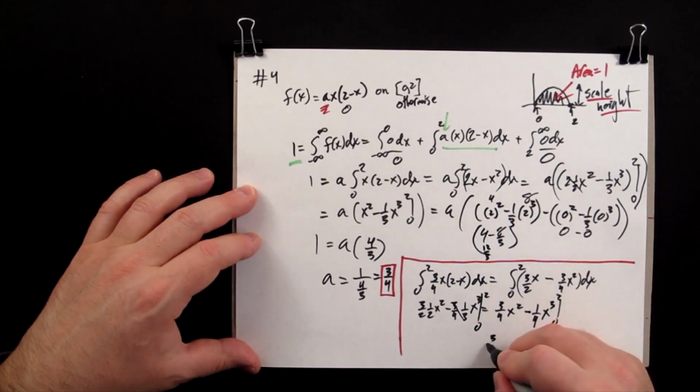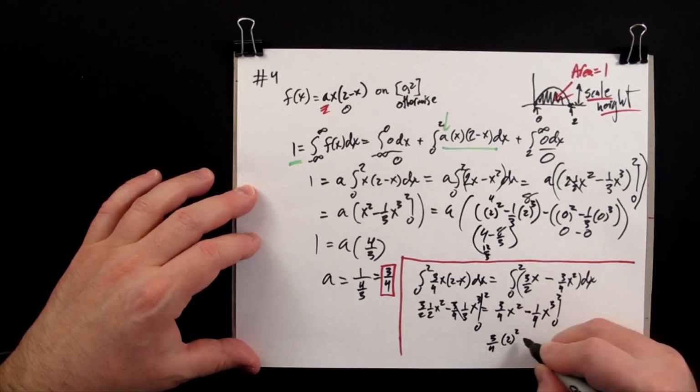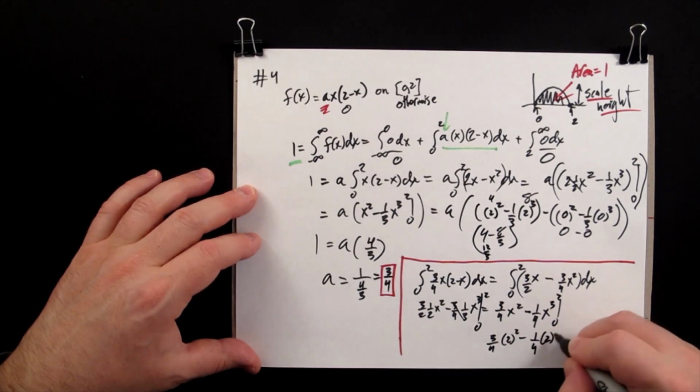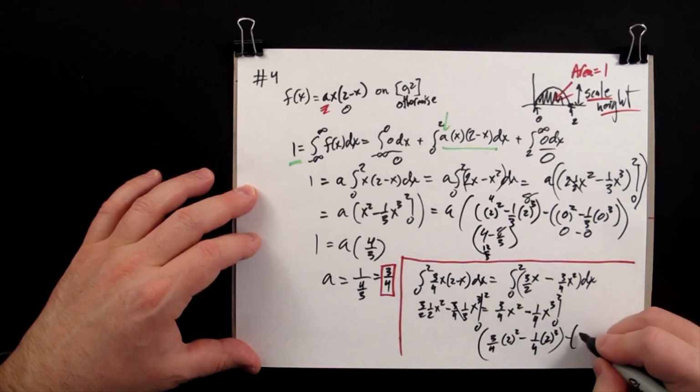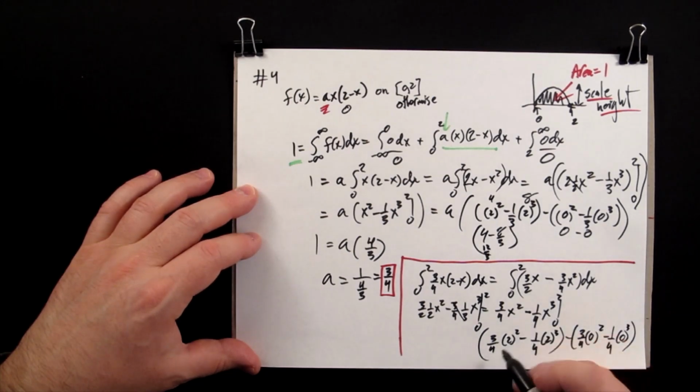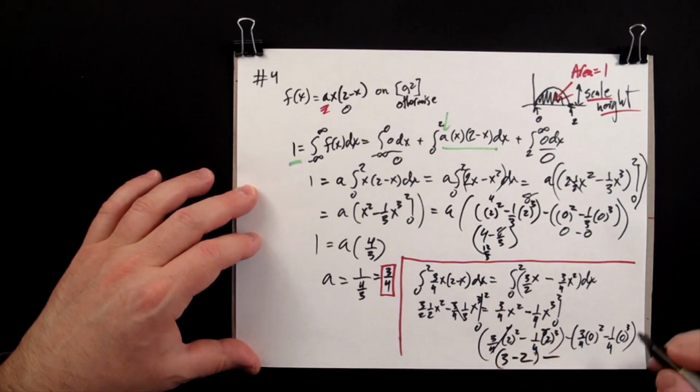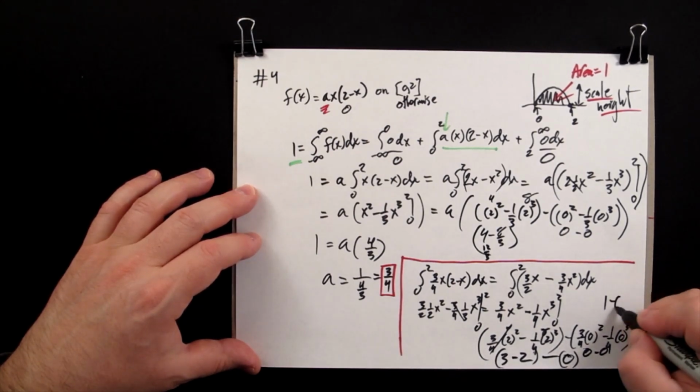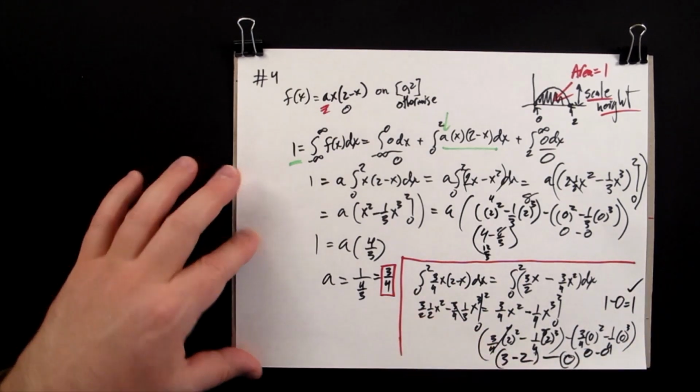Plug those in, so you get 3/4 times 2 squared minus 1/4 times 2 cubed, minus 3/4 times 0 squared minus 1/4 times 0 cubed. Okay, so this is 4, so you just get 3. This is 8, so 8 divided by 4 is 2. So 3 minus 2 is going to be 1. And then this is going to be 0 minus 0. So minus 0 gives 1. So that is the correct answer.